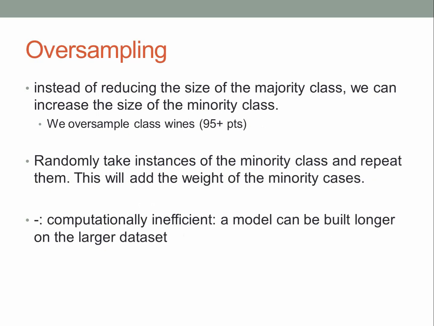The opposite side of undersampling is oversampling. Instead of reducing the size of the majority class, we can increase the size of the minority class. In other words, we oversample the classic y's. We randomly take instances of the minority class and repeat them, so oversampling is also very simple. We replicate those y's to reach a certain percentage compared with the majority, and in this case, we have a less unbalanced situation.